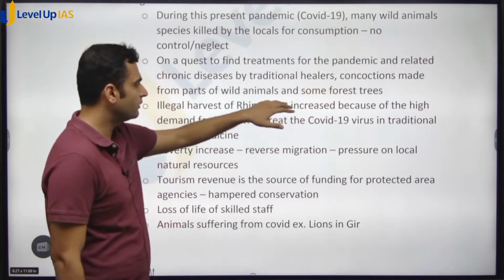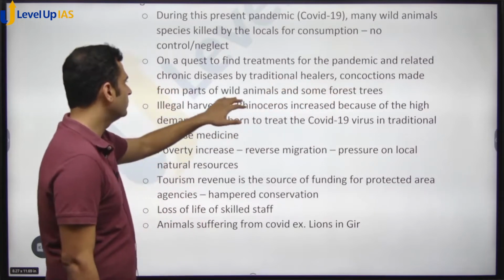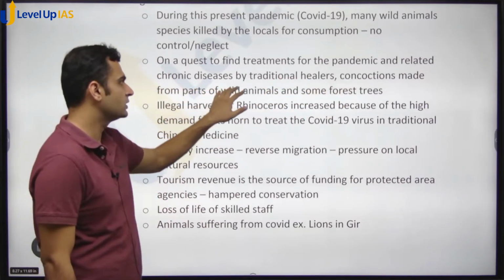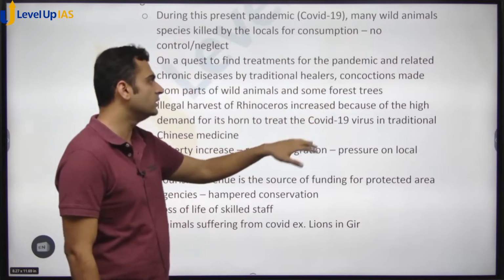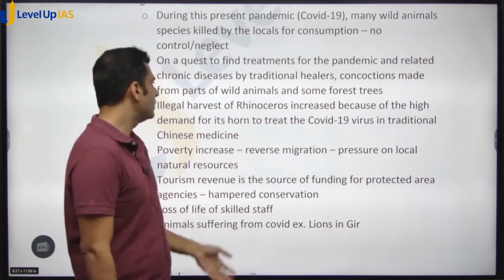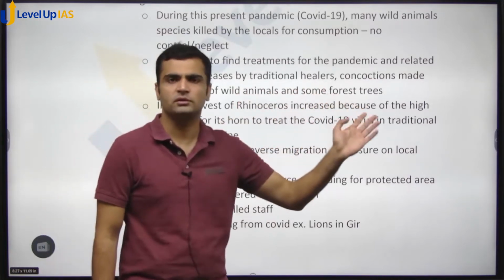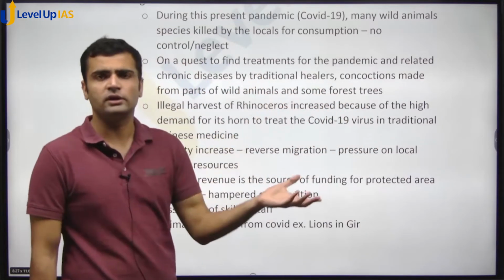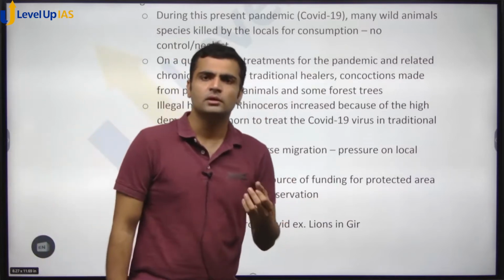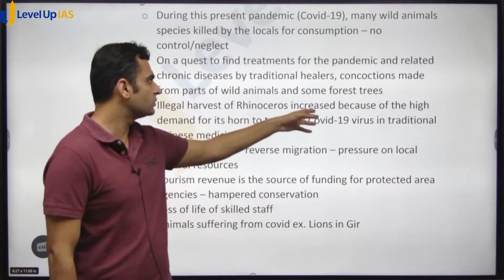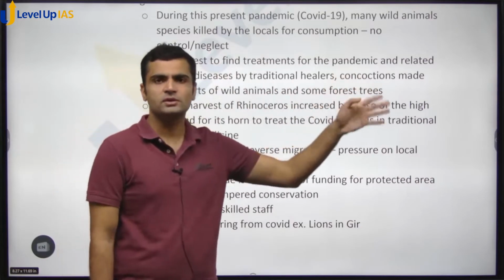There were efforts to get treated for these chronic diseases by traditional healers. Concoctions were made from parts of wild animals as well, and some forest trees. So in this exploitation, which trees are rare or threatened? No importance was given to that, because there was no control, or there was less control there.